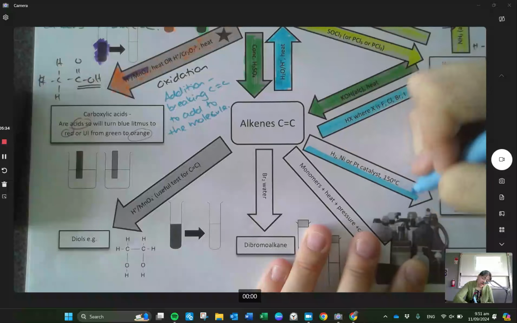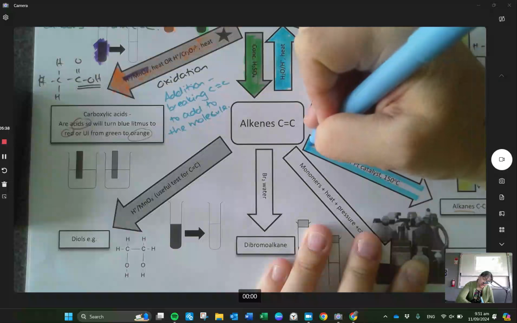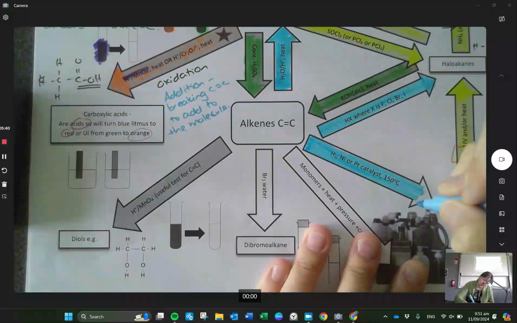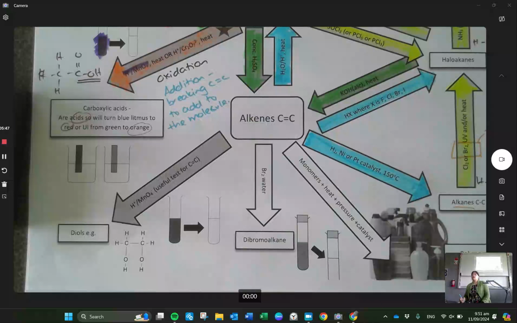Now, you guys do need to have these reactions memorized. They will not give you something like this on the assessment. So I will have a lesson when we get to that reaction scheme section, and I'll get some flashcards for you guys. Or you can start making your own flashcards.